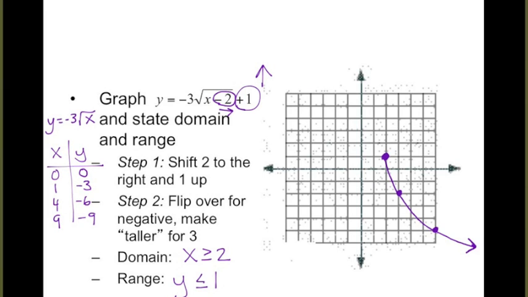So that endpoint will give you the values for your domain and range. X begins at 2 and gets bigger. Y begins at 1 and gets smaller.